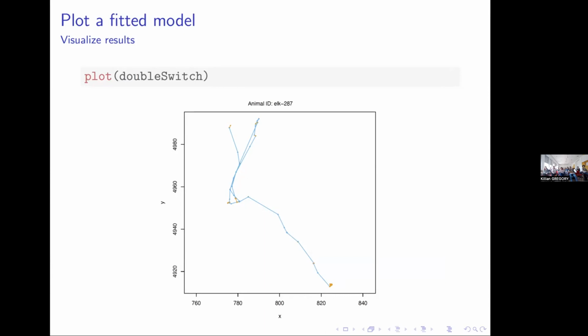Okay. So here we have our brown spots, which are our foraging locations. And then we can see these long distance transitory movements between foraging bouts in blue there.